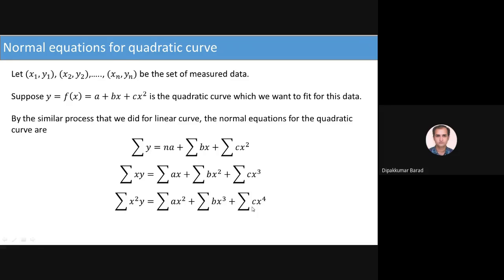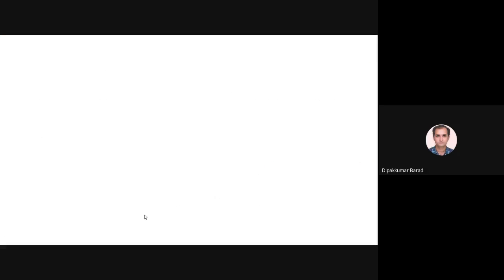So whenever we are finding a best fit quadratic curve, we need to find summation x, summation y, summation x square, summation x cube, summation x raised to 4, summation xy, and summation x square y. You have to compute all of these: x square, x cube, x raised to 4, xy, and x square y. Remember these normal equations.